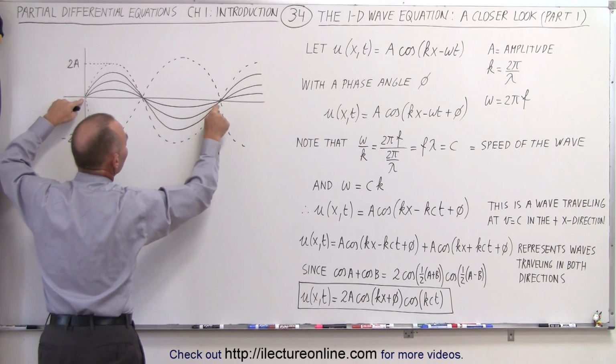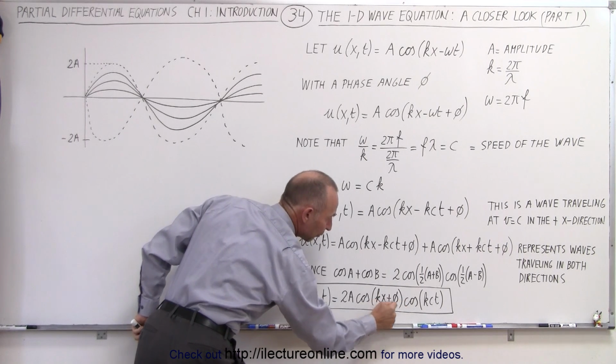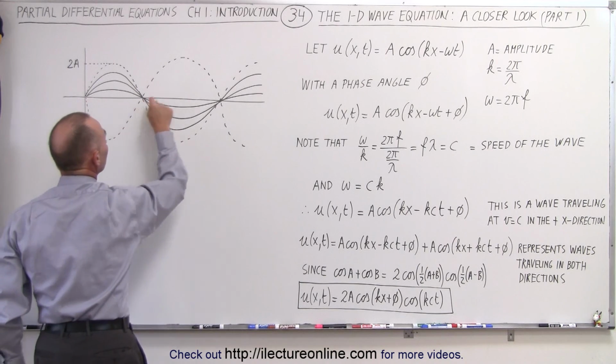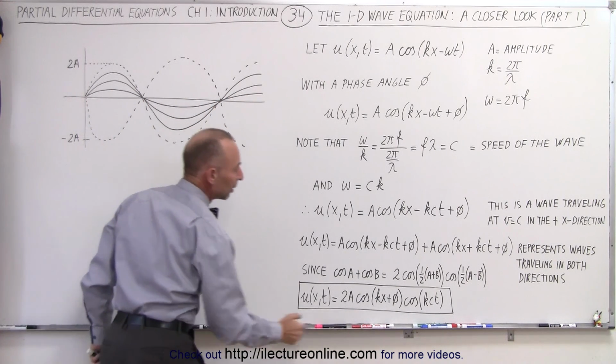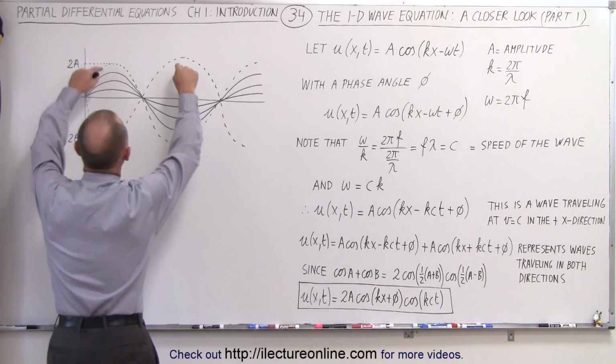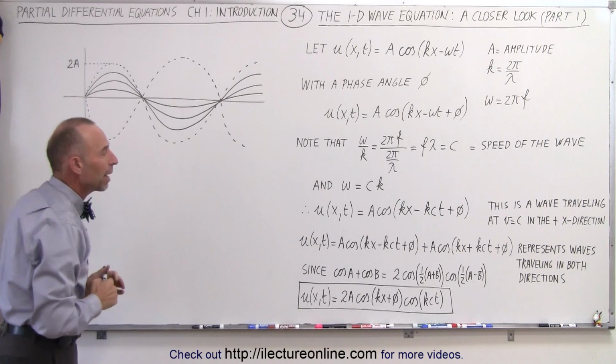Notice we'll always have points where this portion right here, kx plus phi, for certain values of x, will be equal to 0. Those will represent the nodes of the standing wave. And then, of course, when we have the maximum amplitude, where this is equal to 1, we'll have the maximum amplitude of 2A over here, minus 2A on the bottom side.